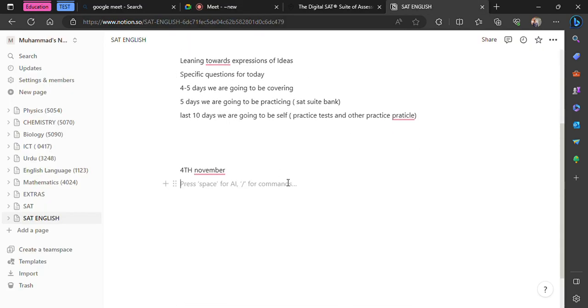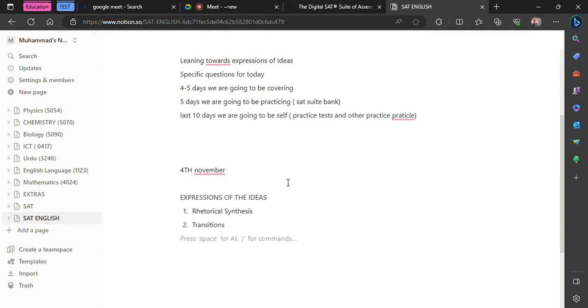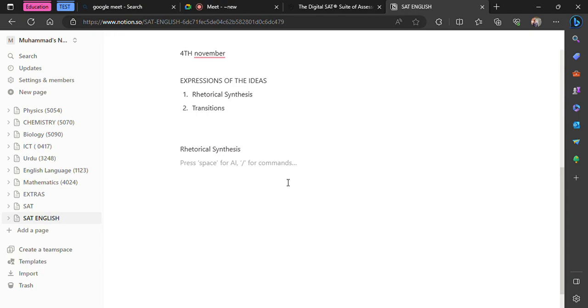Alright, perfect. So with that being said, I'm going to move towards the first topic for today, which is also a domain, and this domain covers two subcategories: rhetorical synthesis and the second part, transitions. We're going to go through these two types categorically, first understanding the concept of rhetorical synthesis.